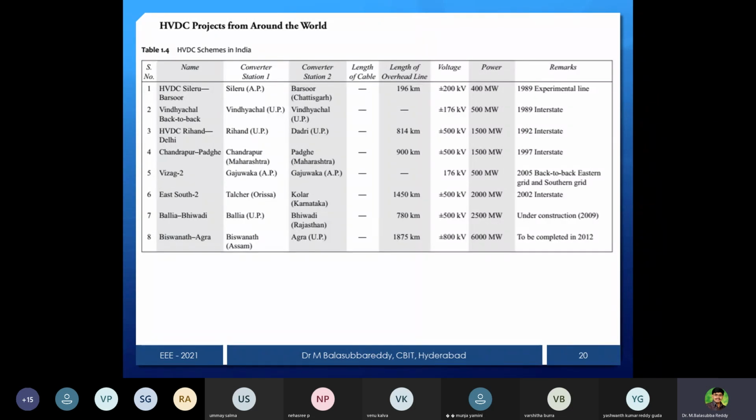Some of these in India we can see were started in 1989, and up to 2012 there is the Agra line, one of the lines, 1875 kilometers, plus or minus 800 kV, and 6000 megawatt power transmitted. And from 2009 onwards it is under construction; maybe now it may be completed, you have to check it. So these are some of the HVDC lines available in India also.